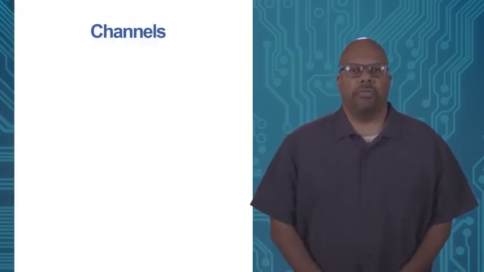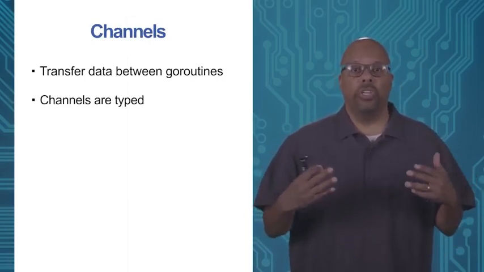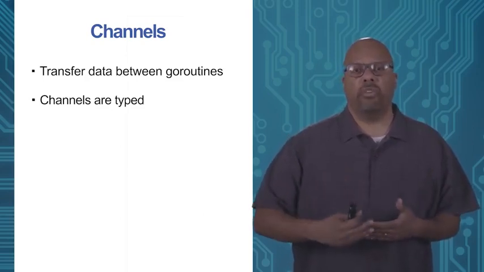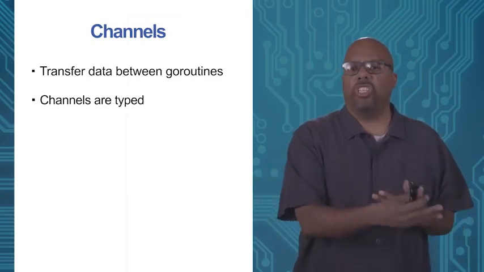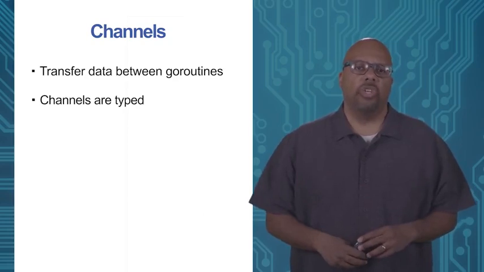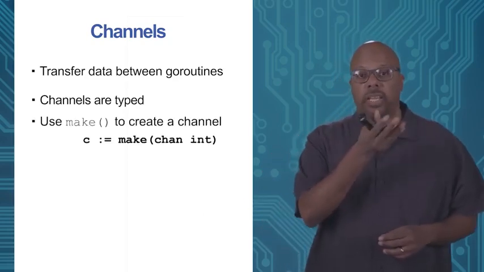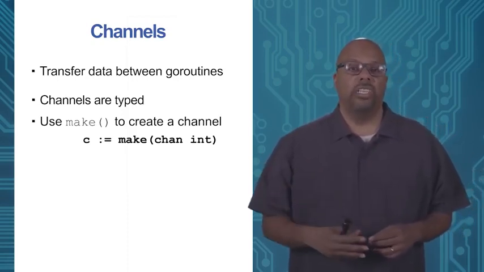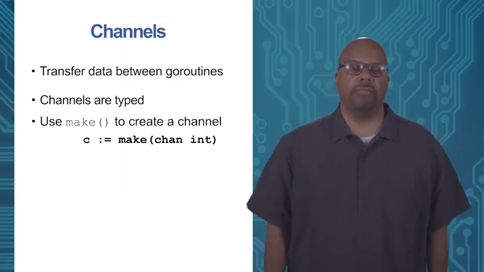So communication between Go routines is done using channels. Channels are used to transfer data between Go routines, and channels are typed. When you create a channel, you create it with a certain type. So maybe this channel handles integers, this one handles strings, this one handles a structure of a certain type, and so on. So they're typed, and they transfer typed data. You use make to create a channel. An example here: I'm making a channel called C. I say C equals make chan int, so that just creates a channel of type int, which transfers integer information.